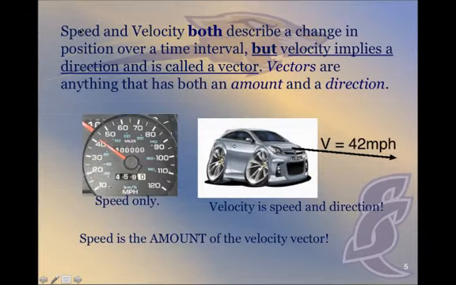So we've been talking about speed, we've been talking a little bit about velocity. So what is the difference? A speedometer in a car will tell you what the instantaneous speed is of that car. So a speedometer tells you the speed. If you also included with that speed a direction, then we have velocity, because velocity is both speed and direction. Speed is the amount of the velocity vector.